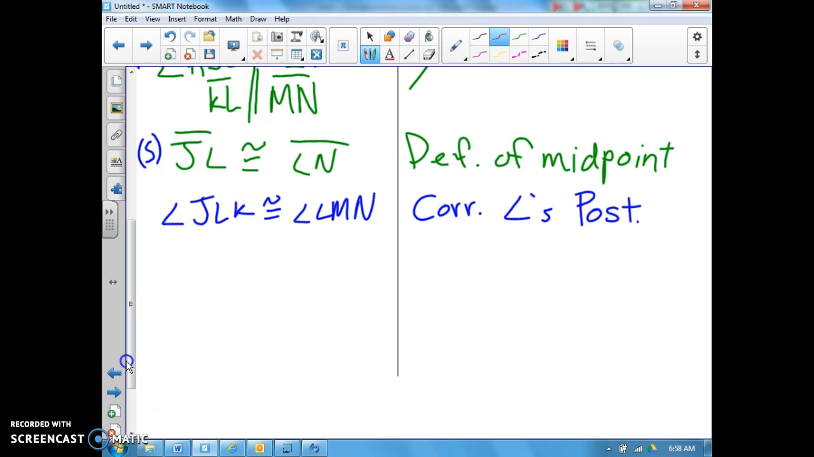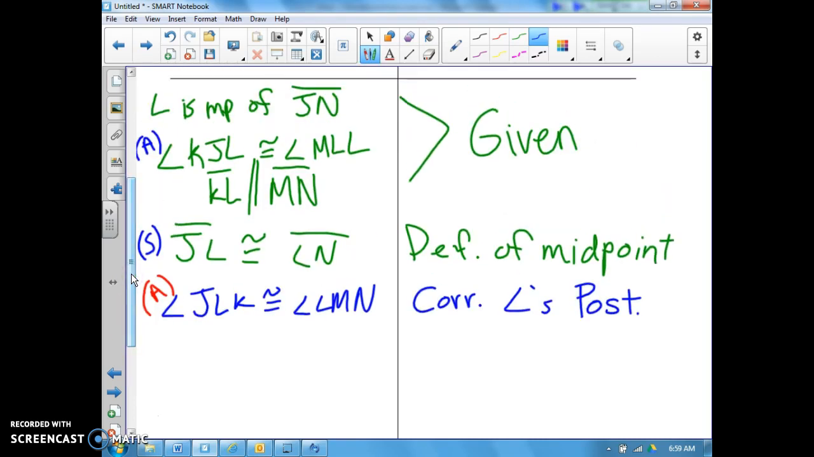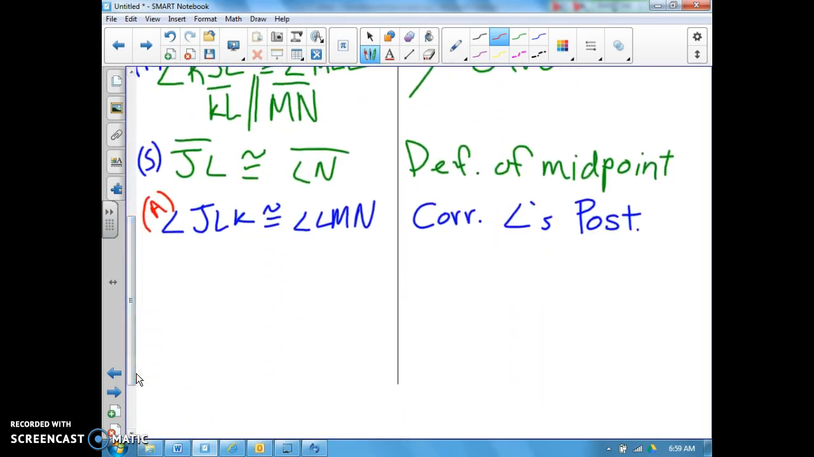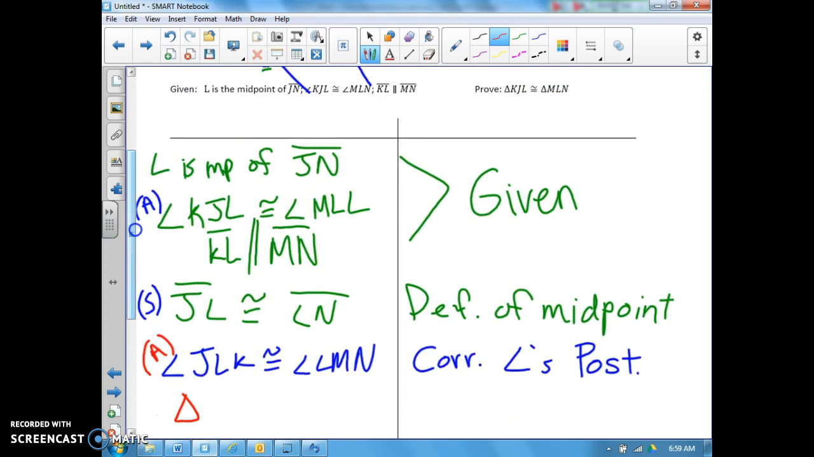Now, that gives me an A. That's an angle. So let's look. I've got two A's and an S. So is it ASA or is it AAS? Well, looking at this, my segment is smushed between the two angles. Let me put two loops on that blue angle. There we go. So that means the triangles must be congruent. Triangle KJL is congruent to triangle MLN by ASA. And we have now proven the triangles to be congruent. Done.